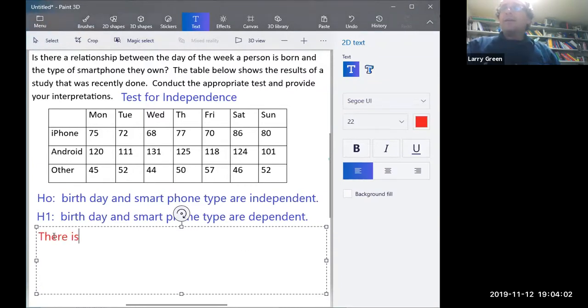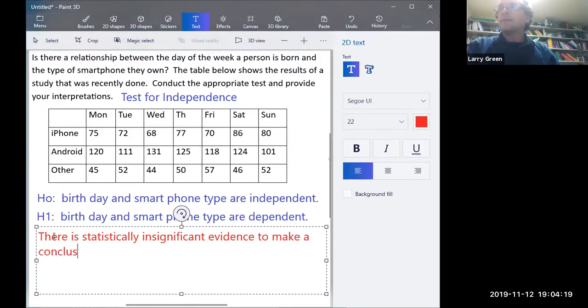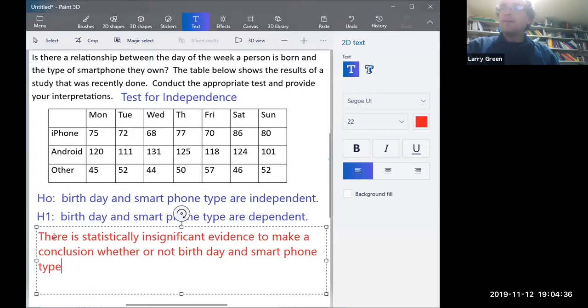So we can say there is statistically insignificant evidence to make a conclusion whether or not birthday and smartphone type are independent. You can say independent or dependent. It doesn't matter if you have a whether or not. If you're rejecting the null hypothesis, then you say there's evidence to show they're dependent, period. That's all. That's what you say.